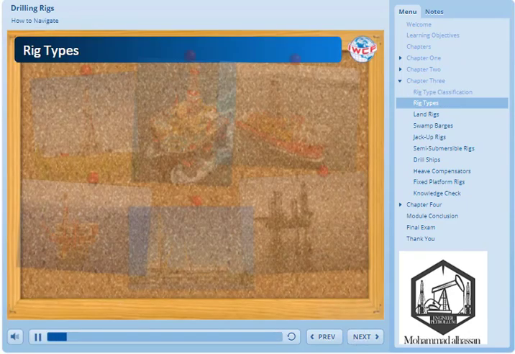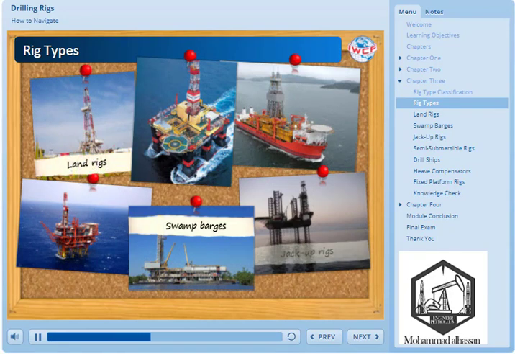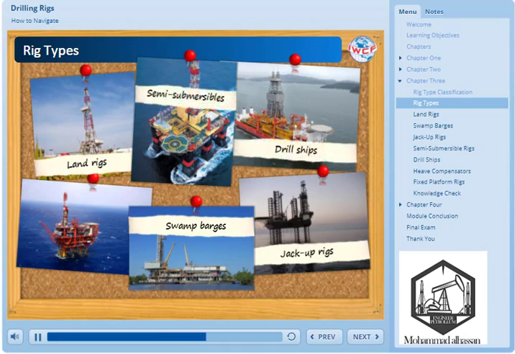The different types of installation include land rigs, swamp barges, jack-up rigs, semi-submersibles, drill ships, and fixed platforms. Let's take a look at these in more detail.